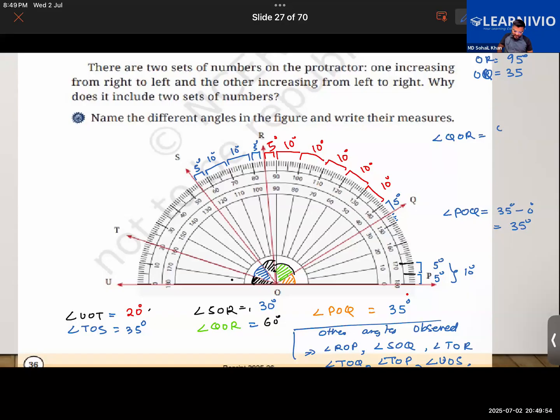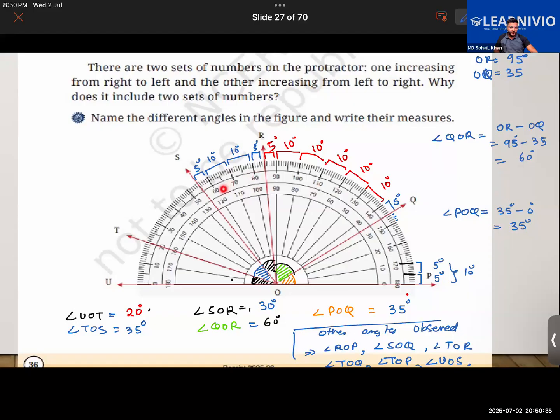So can't we find it in the following manner? OR minus OQ. That's basically 95 degree minus 35 degree. That's how much? 95 minus 35 is how much? It's 60 degree, no? 60. Right? Haven't we got the same answer here by counting the division? Yes. 60 degree. For QOR, everyone getting the thing here. By subtraction also you can get the value.